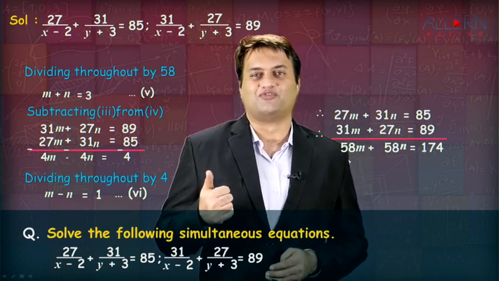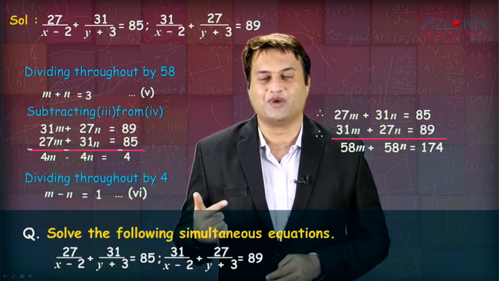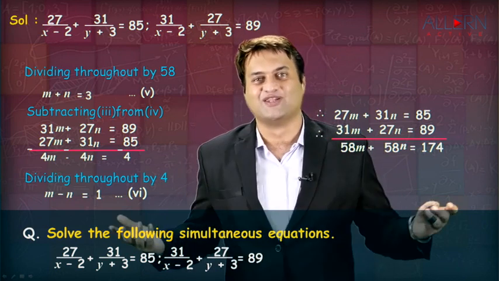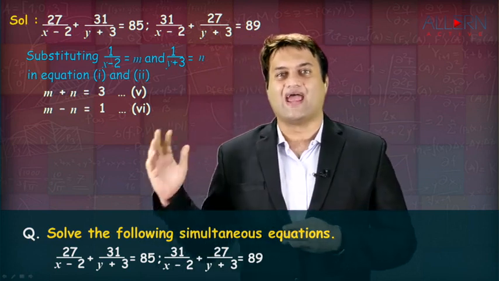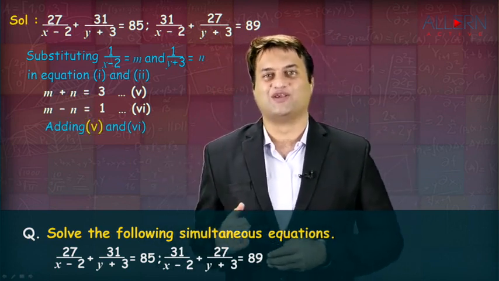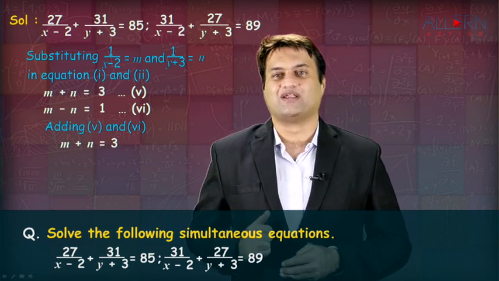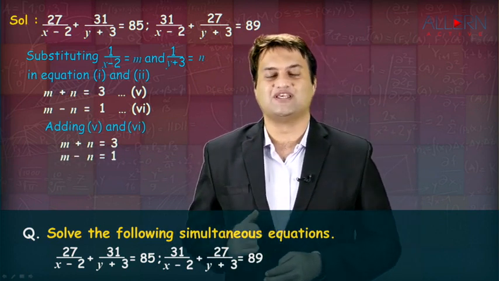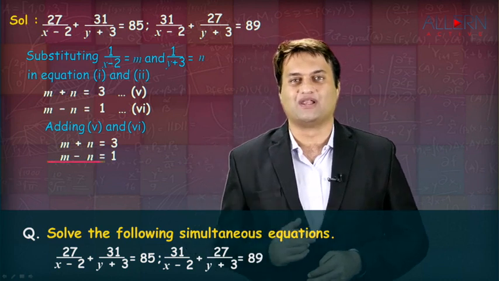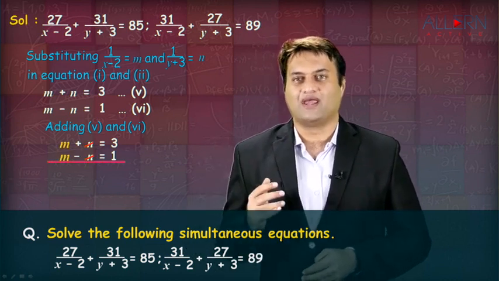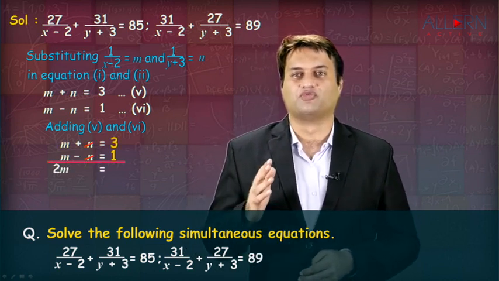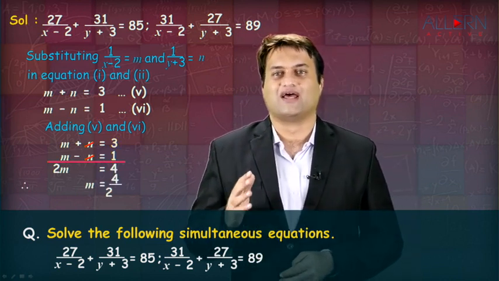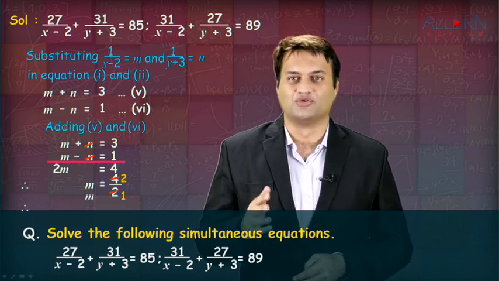We get the fifth equation, we get the sixth equation, that is the addition step is over, the subtraction step is over. Now, what remains is again adding equation 5 and equation 6. So, let's do it. That's your fifth equation, m plus n is equal to 3. That's your sixth equation, m minus n is equal to 1. Let's add. So, what we get is 2m is equal to 4. So, m is equal to 4 upon 2, that's m is equal to 2.